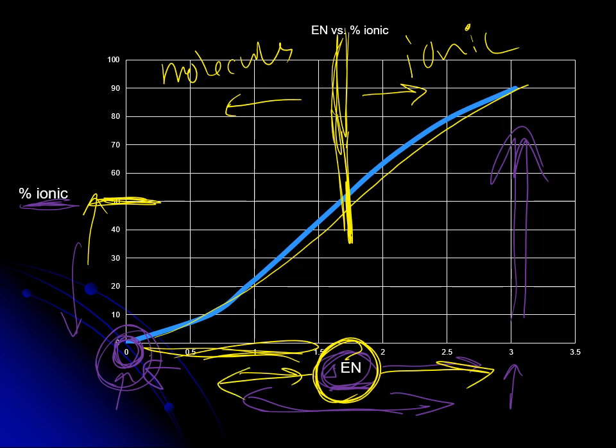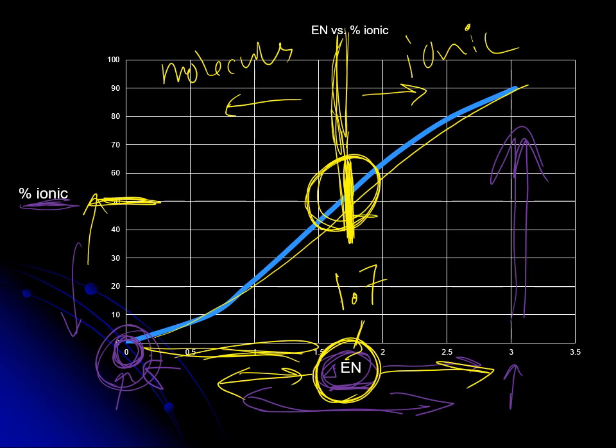Now realize this is not a real categorization, right? There's going to be gray areas between the two. So we have set an arbitrary line in the sand at 1.7 as the difference in electronegativity. If it's over that, we call it ionic. If it's under that, we call it molecular. But if you're somewhere around there, you might be kind of ionic and kind of molecular.